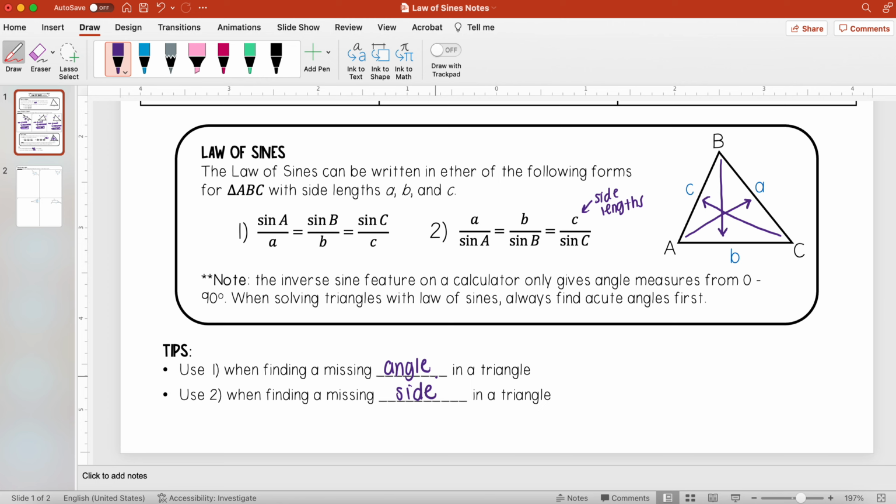And just a note, the inverse sine feature on a calculator only gives angle measures from 0 to 90 degrees. So when we're solving triangles with law of sines, we always want to find the acute angles first. We always want to find those angles that we know for sure are going to be less than 90 degrees. If you try to find one that is going to be greater, an obtuse angle, then your calculator won't be able to handle that and you'll get some wrong answers.